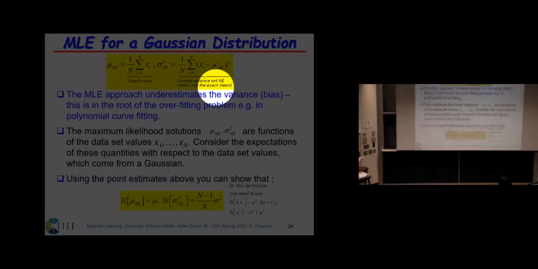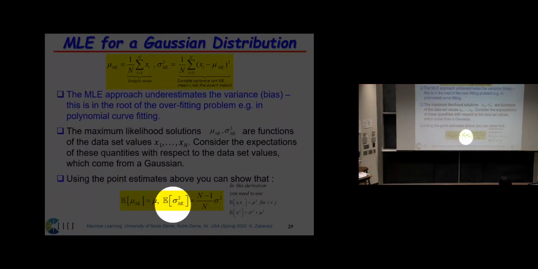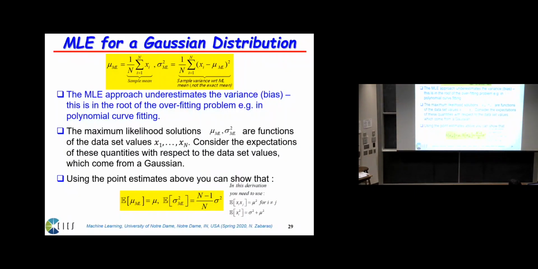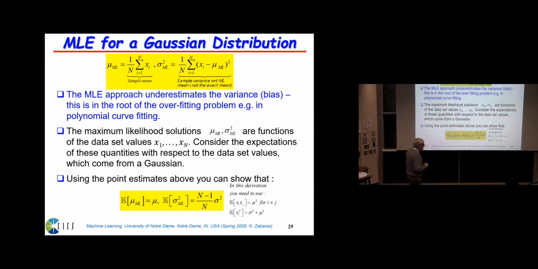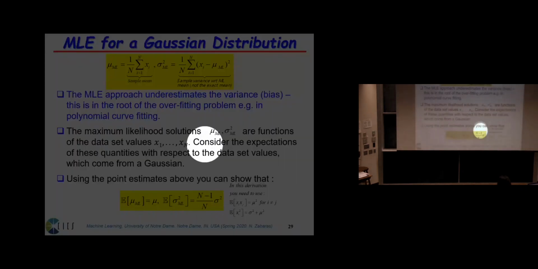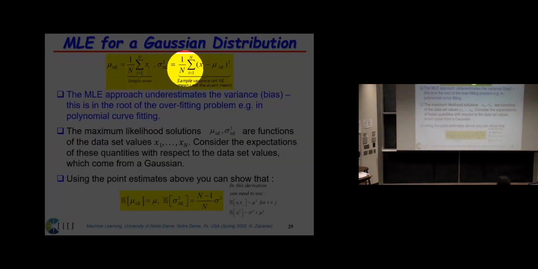When you expand this, you actually get that the expectation of the MLE estimate for the variance is not equal to the true variance, it's less. And that's exactly where all the problems with least squares and MLE estimators come from: the estimate for the variance is biased. Effectively, everything comes from the fact that in the calculation of this MLE estimate for the variance, this mu here is not the true mu, it's the MLE estimate of mu.